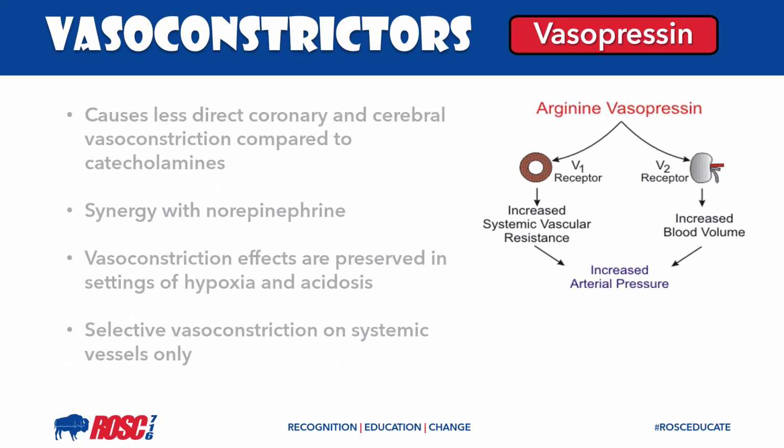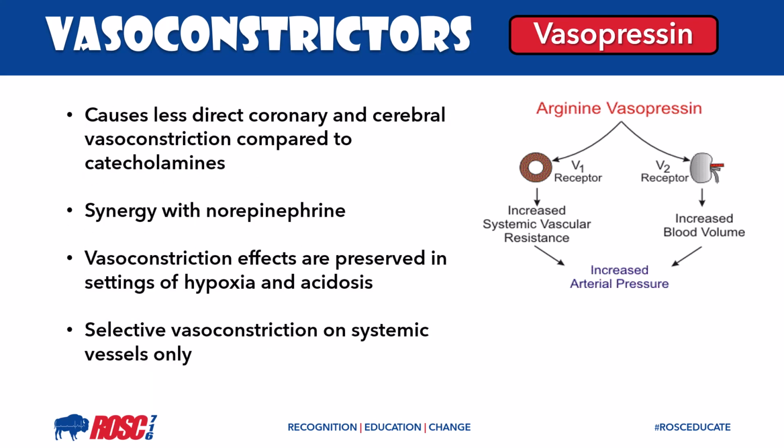Now, vasopressin has some interesting properties. It appears to not affect coronary or cerebral vasoconstriction as much as catecholamines. The medication also seems to function synergistically with norepinephrine, and its vasoconstrictive effects are preserved in hypoxic and acidotic environments, unlike catecholamines. This is huge. Catecholamines require a very narrow spectrum of pH to function, where vasopressin does not.